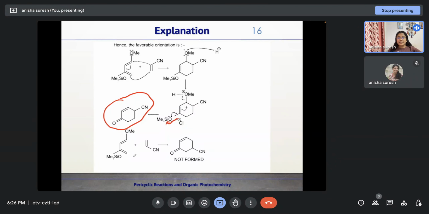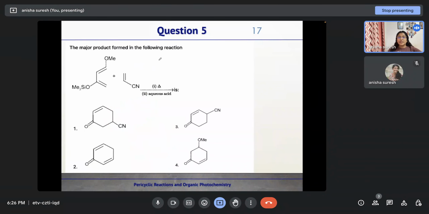This is the product in the reaction that was given in the question. This orientation is not favored because this is the electron poor center and this is the electron rich center. So a reaction like this is not favored, and this product will not be formed. So the right option will be option 3. Is this clear?